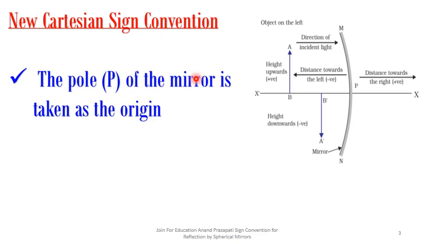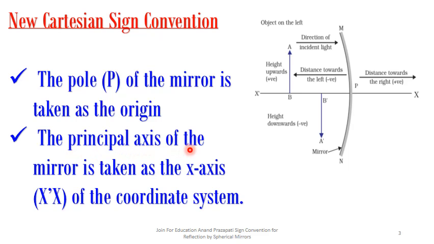The pole P of the mirror is taken as the origin. Here P represents the pole of the mirror and is taken as the origin. The principal axis of the mirror is taken as the x-axis of the coordinate system. It means that this is the total coordinate system, so X, P, X dash is taken as the x-axis.